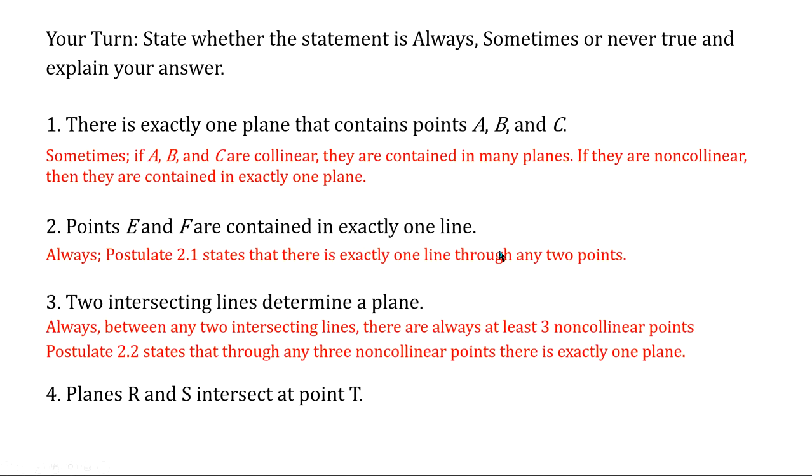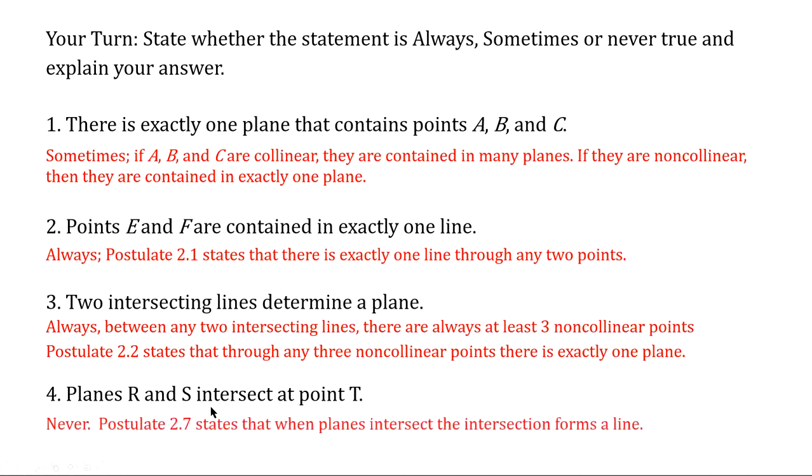And the last one, planes R and S intersect at point P. We talked about it in example 1 that planes actually intersect at lines, not at points. So this is never going to be true. Postulate 2.7 states that when planes intersect, the intersection forms a line. So never are planes going to intersect at a point. Does that make sense?